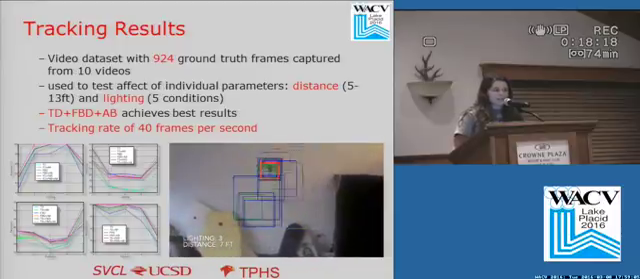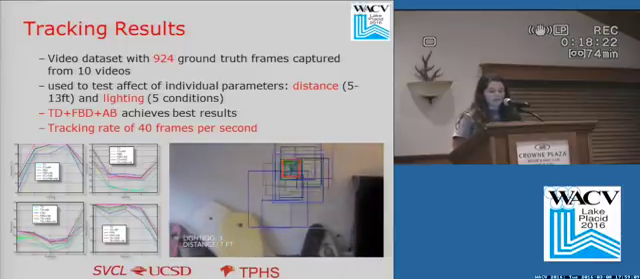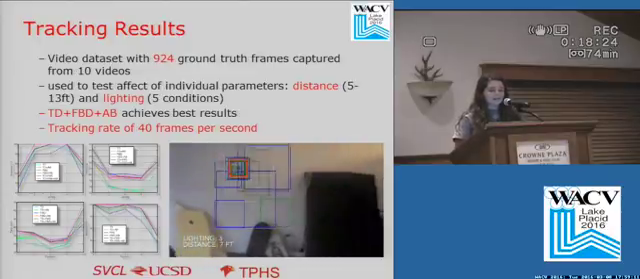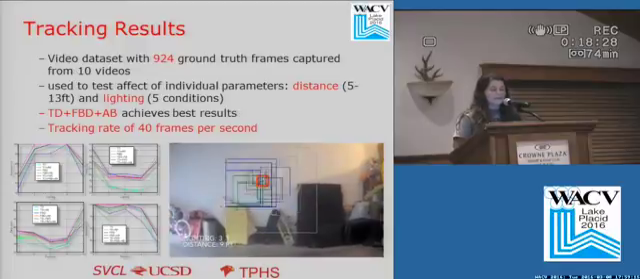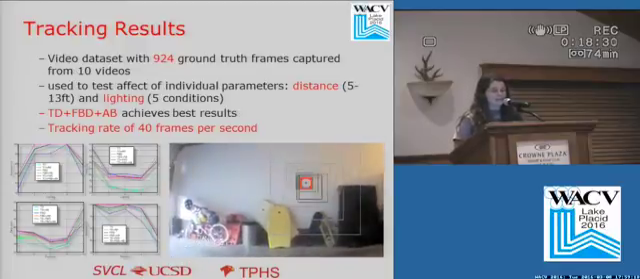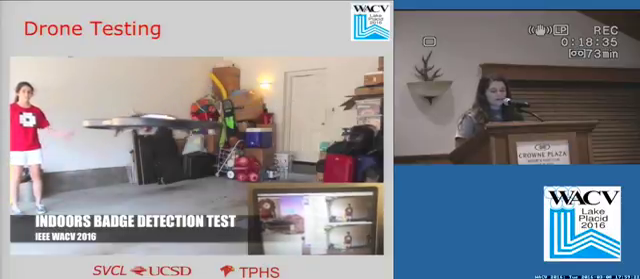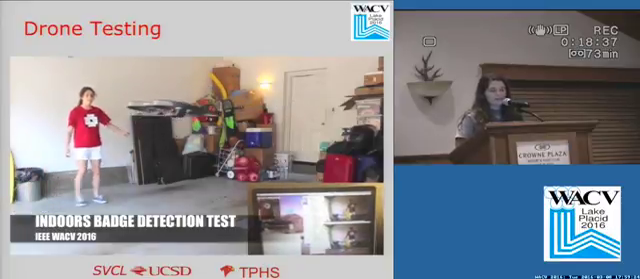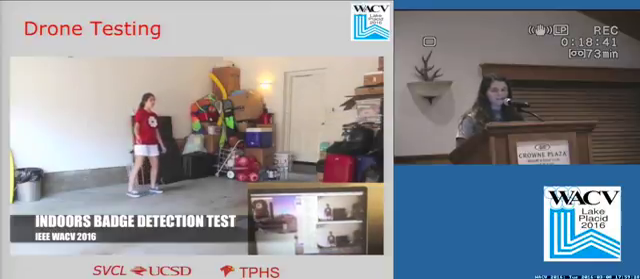In order to test tracking accuracy, we created 2 video datasets. In one, we only changed lighting, and in the second, we changed distance between the drone and the badge. And so we were able to achieve a tracking rate of 40 frames per second. Here you can see a video of the drone following me around. Note how it's able to detect the badge despite background clutter and variations in lighting.